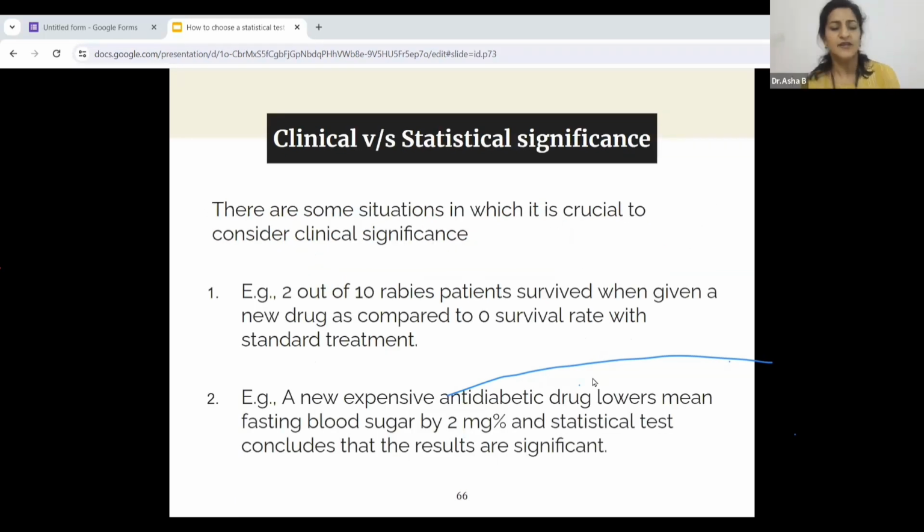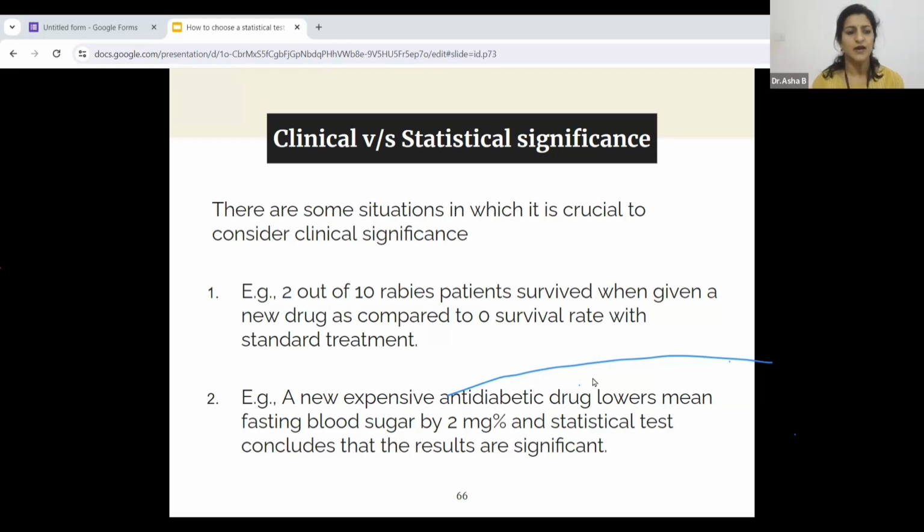Finally, we'll move on to clinical and statistical significance. Whenever we understand statistical significance, there is one more concept which we need to consider, that is clinical significance. I'll go directly to examples. Let us read the first example. It states that 2 out of 10 rabies patients survived when they were given a new drug, as compared to 0 survival with standard treatment. Statistically, it will not show any significance, because 2 out of 10 is compared to 0 out of 10. So statistical significance will not be there. But in reality, even saving one life is important because it is a deadly disease. In such a case, we have to consider clinical significance along with statistical significance.